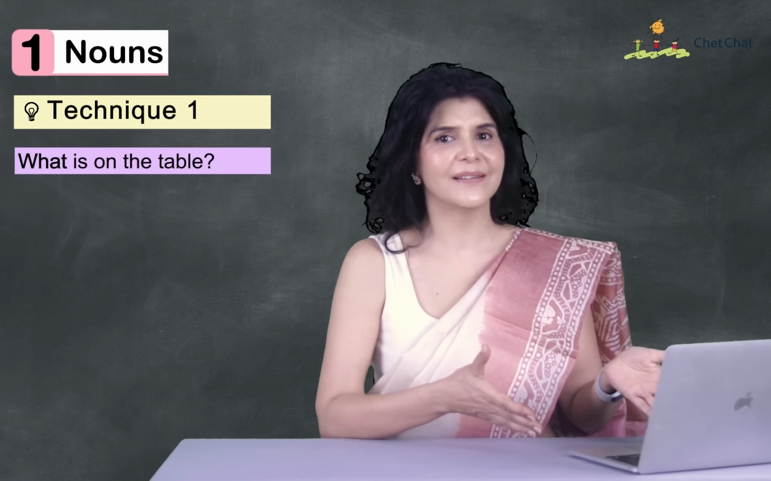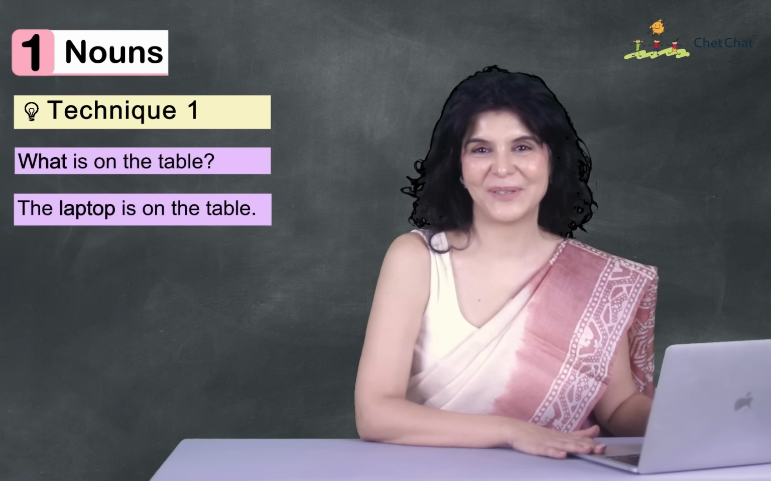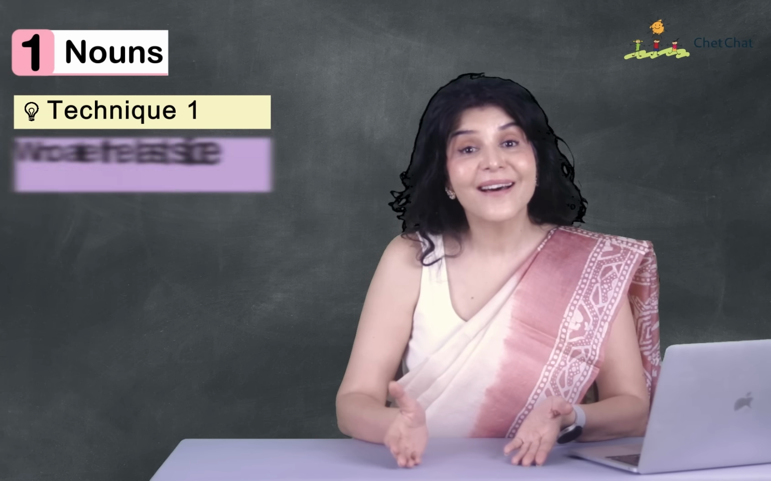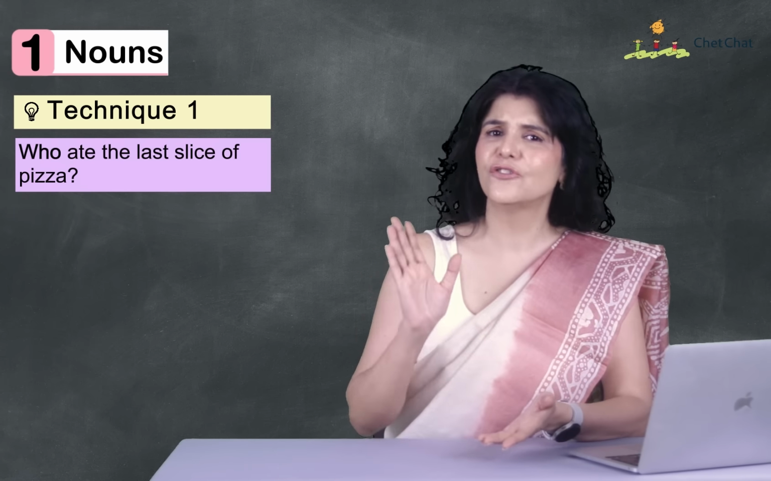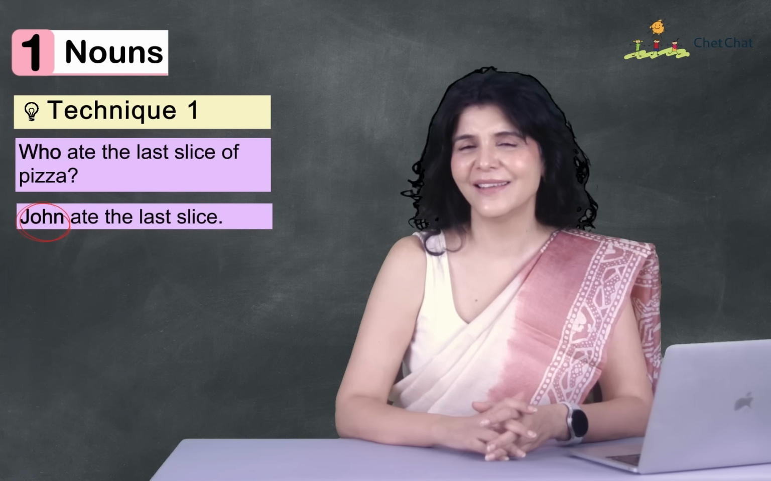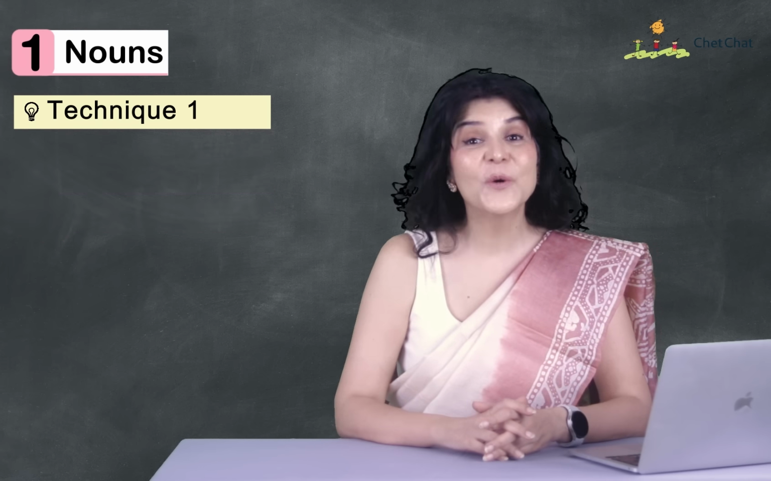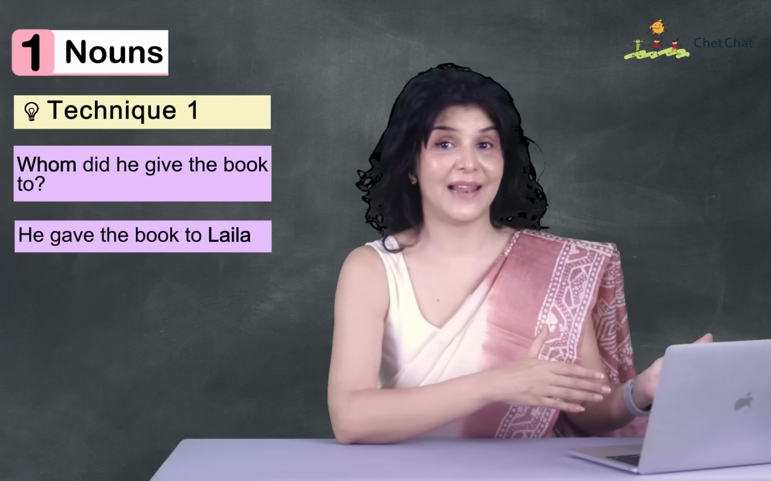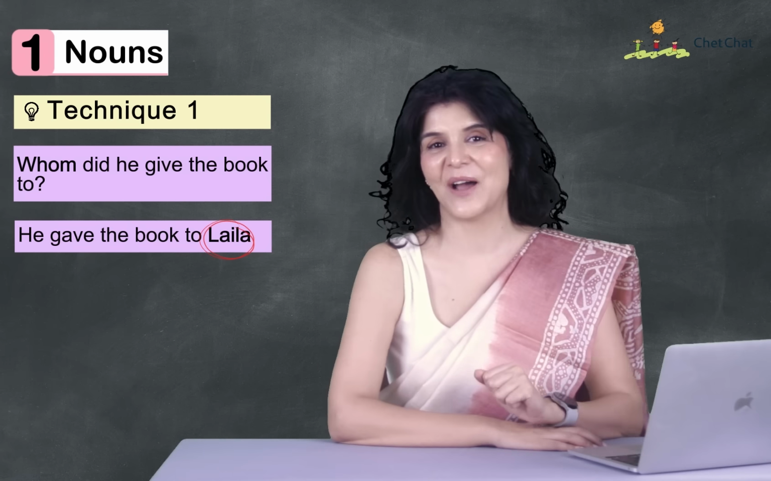What is on the table? The laptop is on the table. Laptop is the noun. Who ate the last slice of pizza? John ate the last slice of pizza and John is a noun and he's in trouble. Whom did he give the book to? He gave the book to Leila and Leila is a noun.